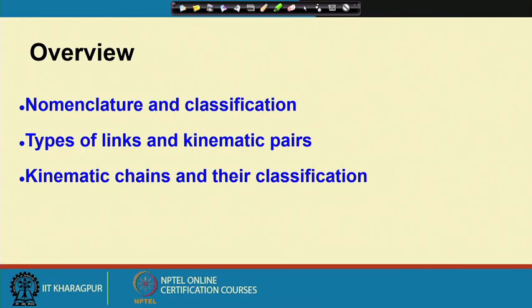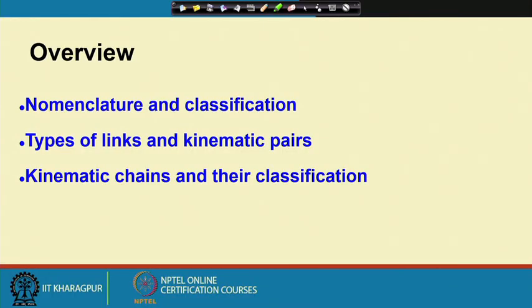In the course of our discussions on kinematics of robots and other mechanisms, we will come across a number of terms which are very specific to the subject. So, in this lecture I am going to go through these terms, make certain definitions and classifications. To begin with, let me give you an overview of what we are going to discuss today.